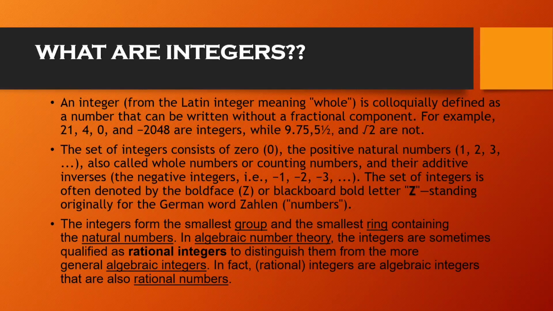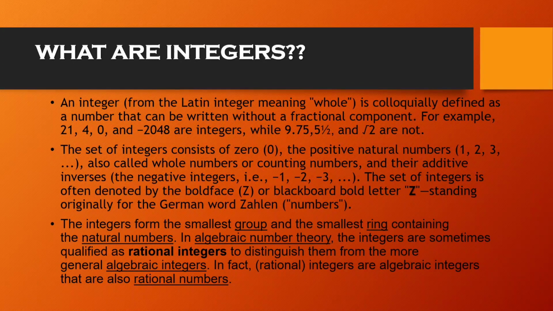So let us continue. An integer, from the Latin word integer meaning whole, is defined as a number that can be written without a fractional component. For example, 21, 4, 0 and minus 2048 are integers, while 9.75, where a number comes after a decimal point, 5.5, which has a fraction, and root 2 are not.